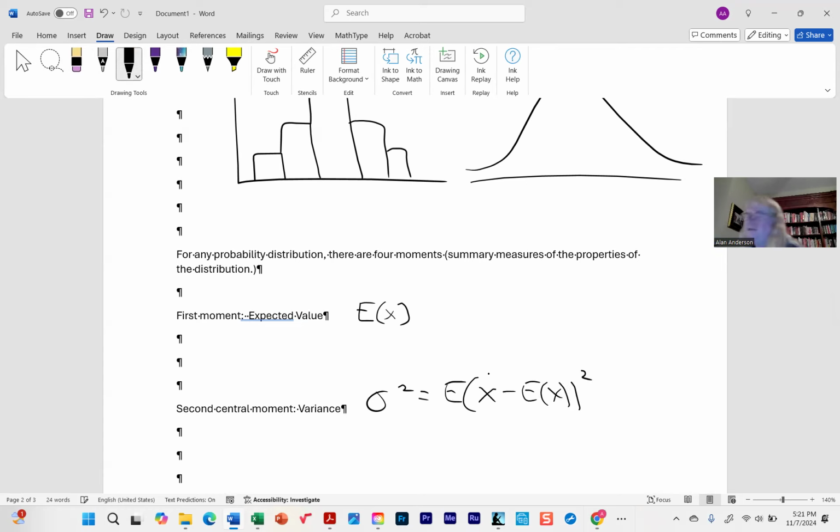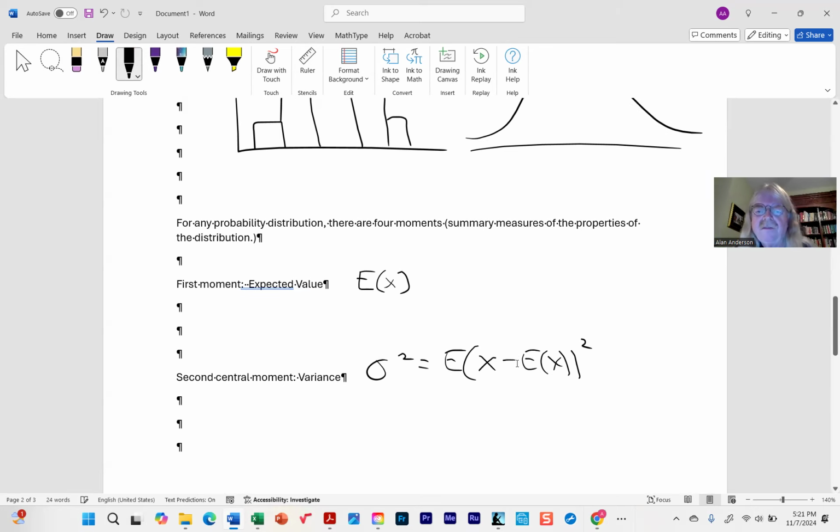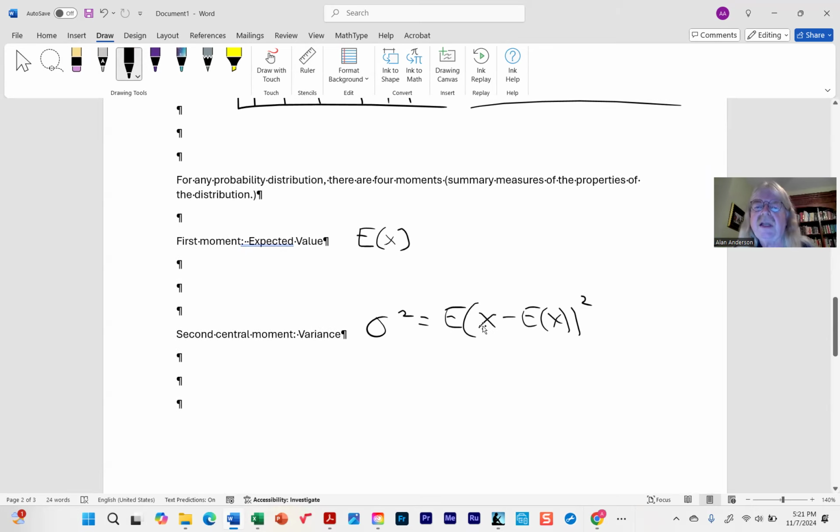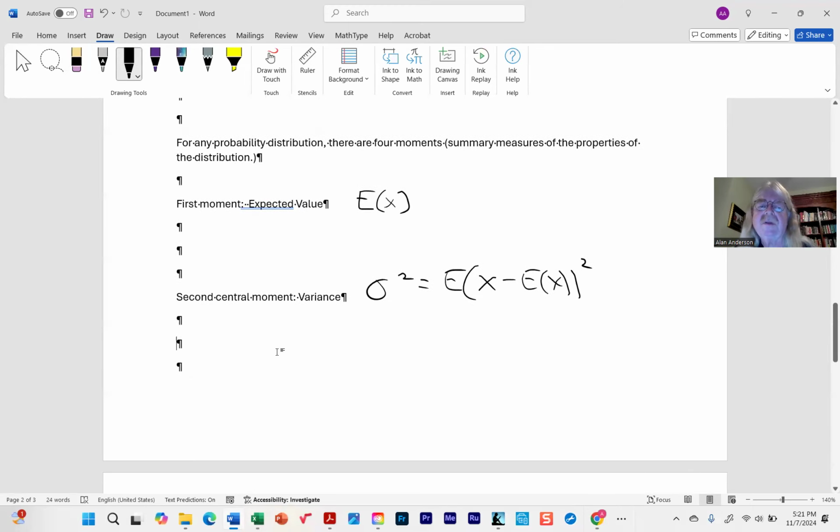So in other words, you can see it's an expectation of the squared difference between X and the expected value of X. Now, in practice, this formula, what you're seeing there, is true, but it's not easy to calculate. From that formula, this is how we normally calculate the variance.